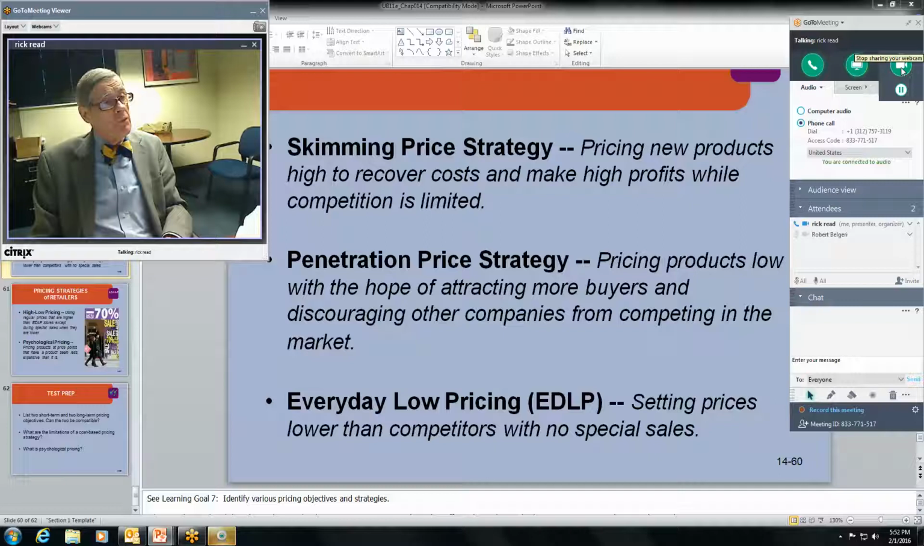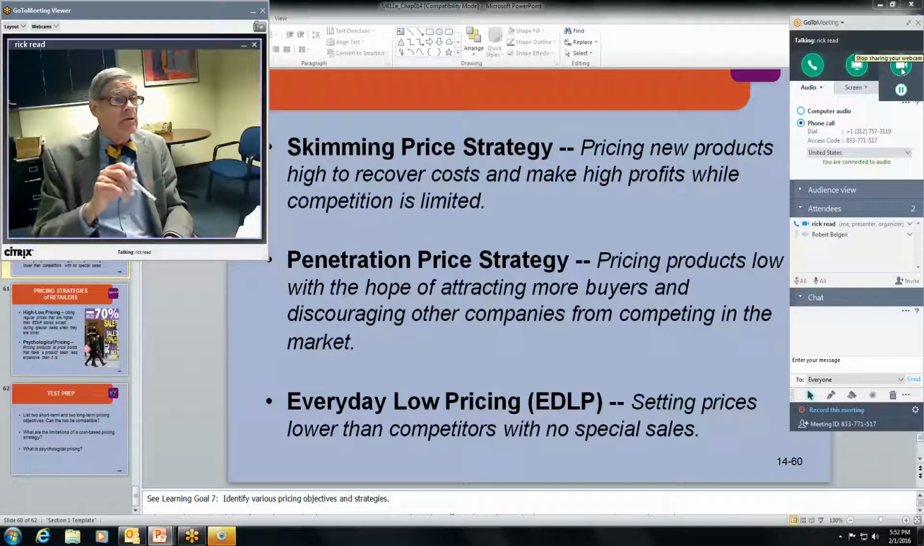New products, people use a skimming price strategy because what you're going to do there is make as much as you possibly can before you have competition. Penetration, obviously what this is, you want to get into the market, you're probably going to set your price lower than what your competitors are. Danger: you can't raise your price. So you have to make sure that what you're doing is correct.